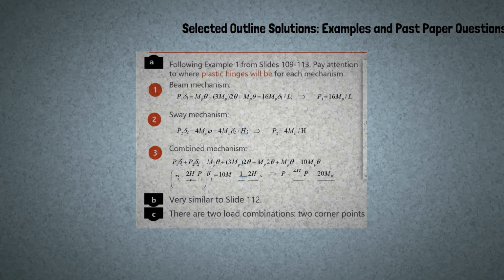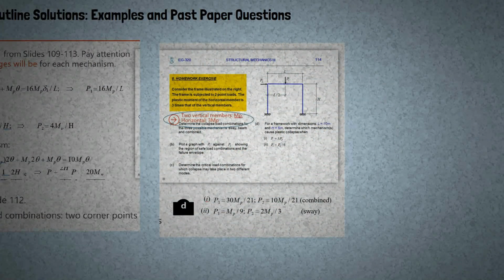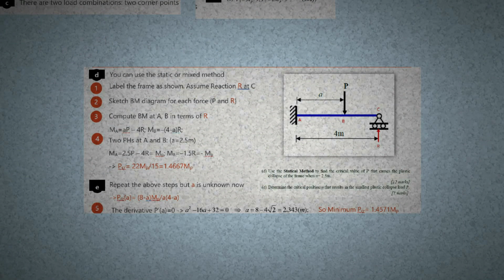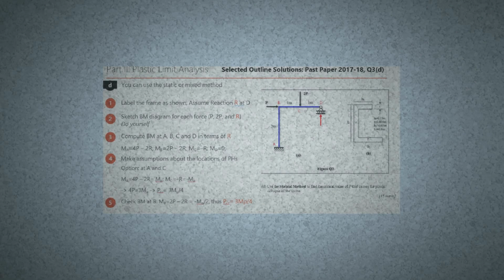Selected outline solutions, examples and past paper questions. Example 1: identifying plastic hinges for each mechanism in beams and frames, using the static and mixed methods to determine collapse loads. Past paper 2018-19, Q2, D, E: using the static or mixed method to analyze frames, computing bending moments and identifying PH locations. Past paper 2017-18, Q3, D: using the static method to determine the critical load causing plastic collapse in a frame.